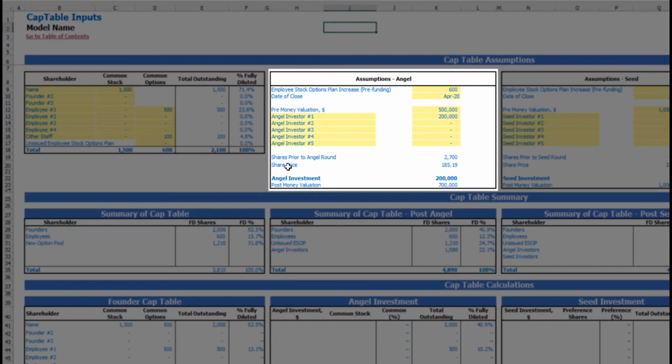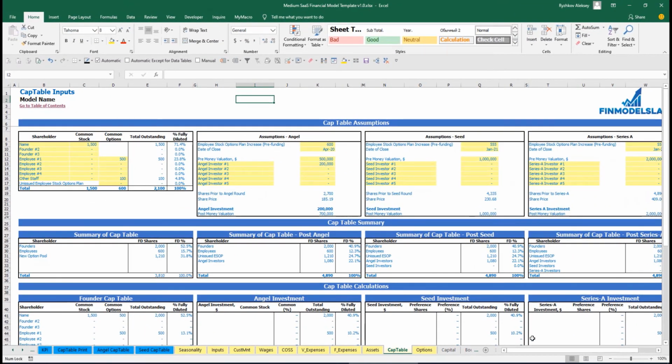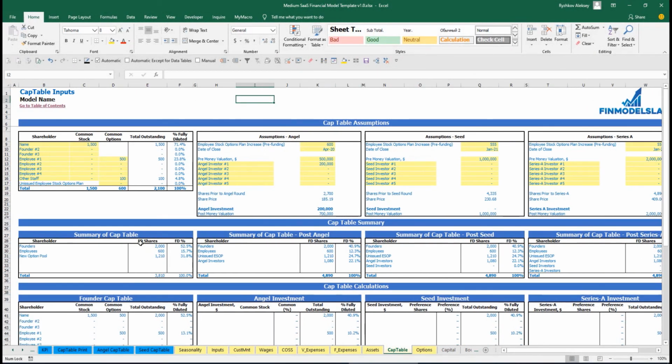Below you may see the calculation of shares prior to angel round, the average share price, the sum of angel investment and post-money valuation based on the pre-money valuation and equity round. Exactly the same structure for the seed round and for the Series A round. Below you may see some summary charts and tabs.